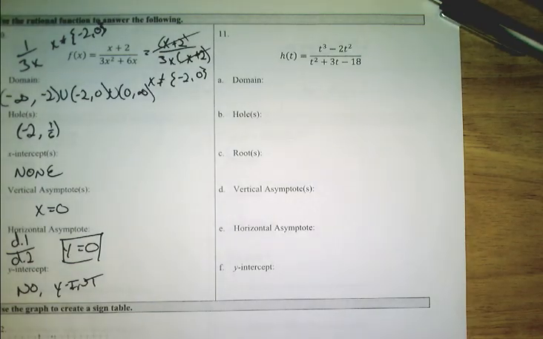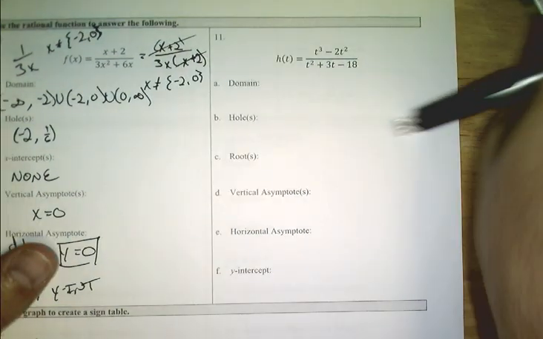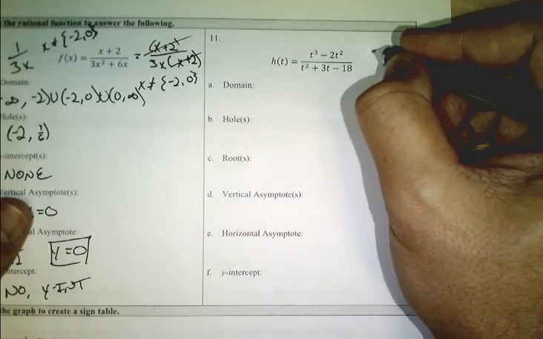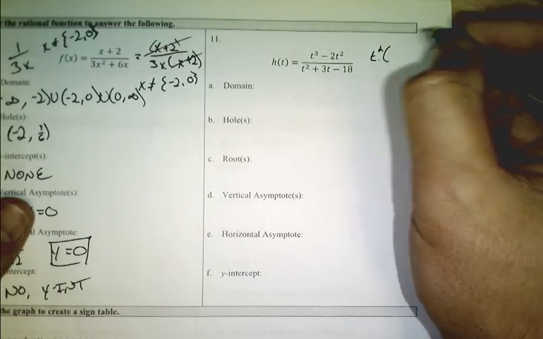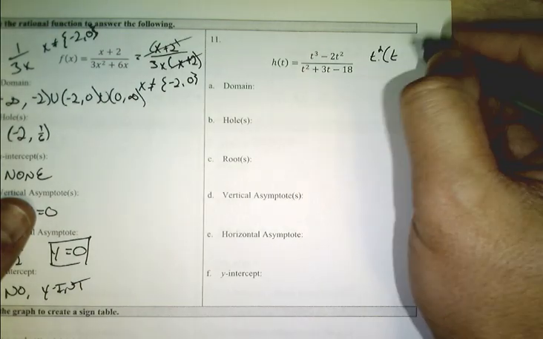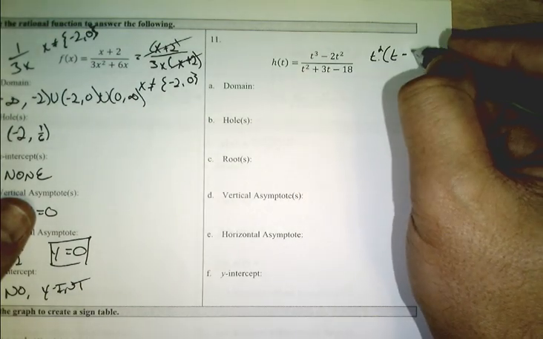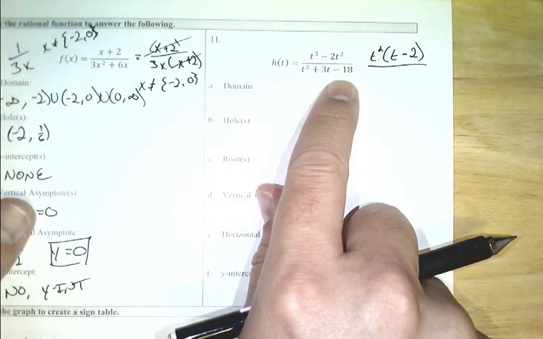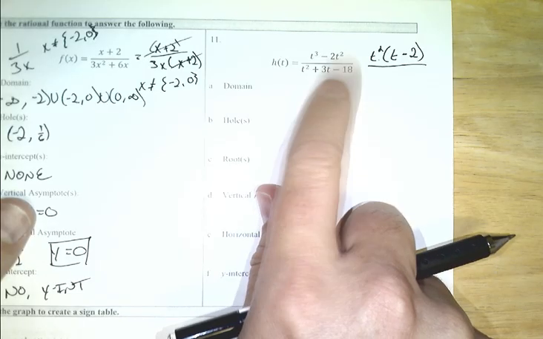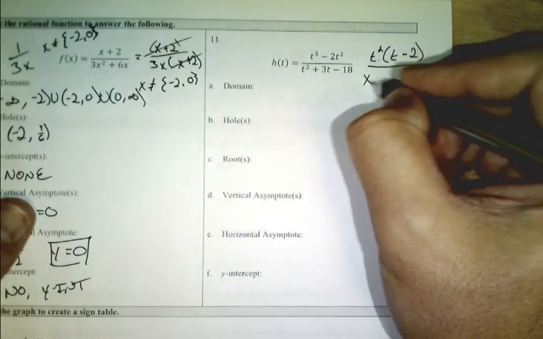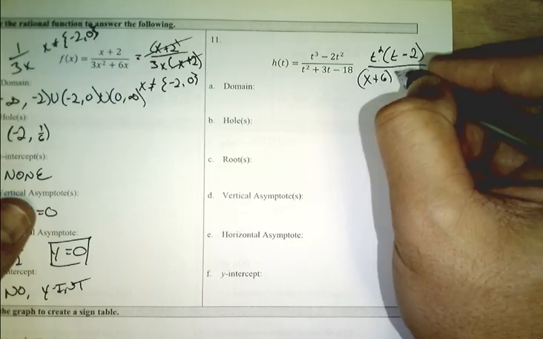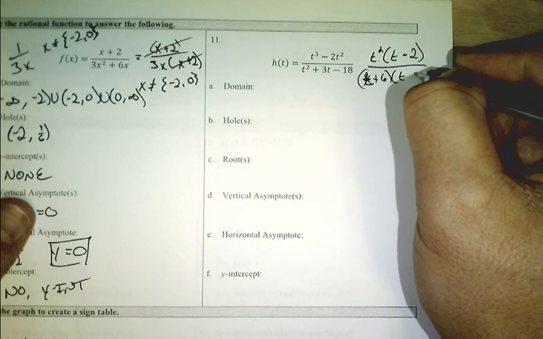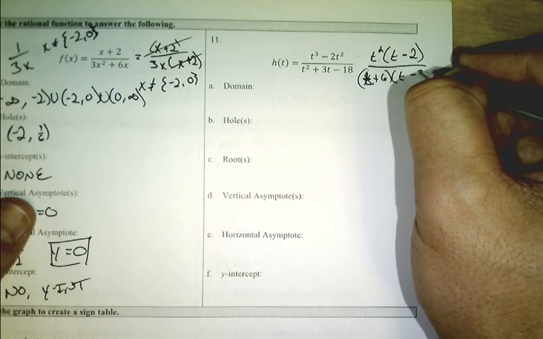Okay, number 11. The domain: first step, always factor it out. So I can factor out a t squared on top, and that would leave a t minus 2 here. And then I can factor the bottom. What two numbers multiply to be negative 18 but add to be positive 3? It's going to be t plus 6 times t minus 3.